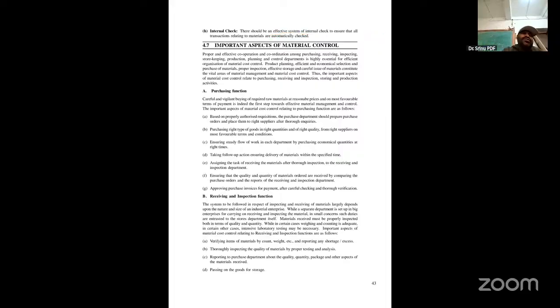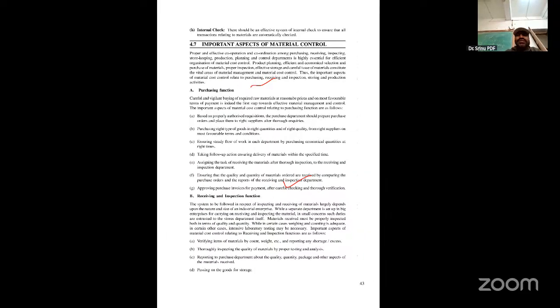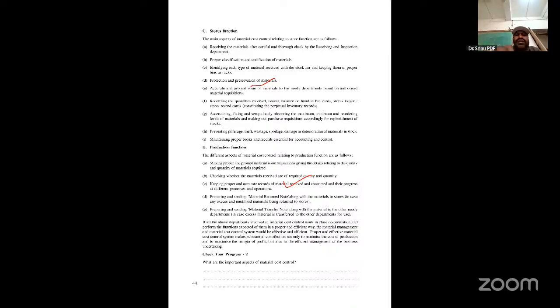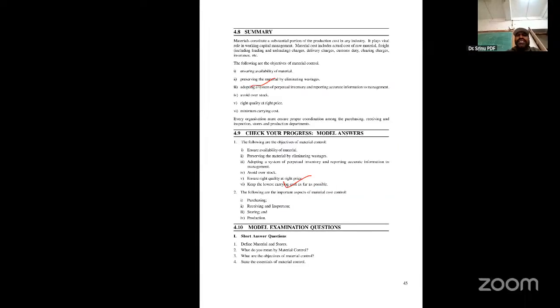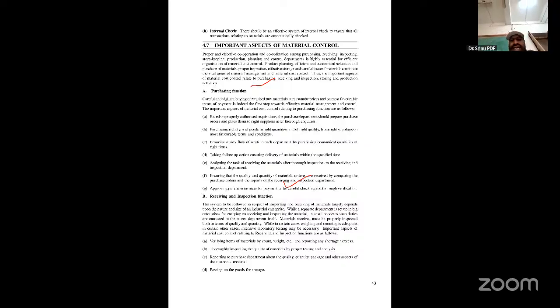Next one is the important aspects of material control. The purchase function we require. Next, the receiving and inspection function is required. After that, the store function and the production function. So what the purchase function will do, and what the receiving and inspection function will do, that is very important.